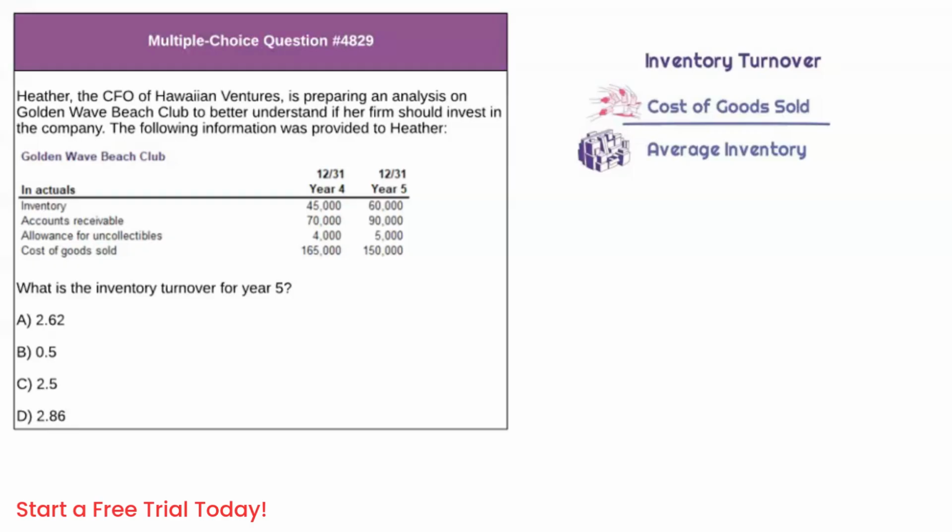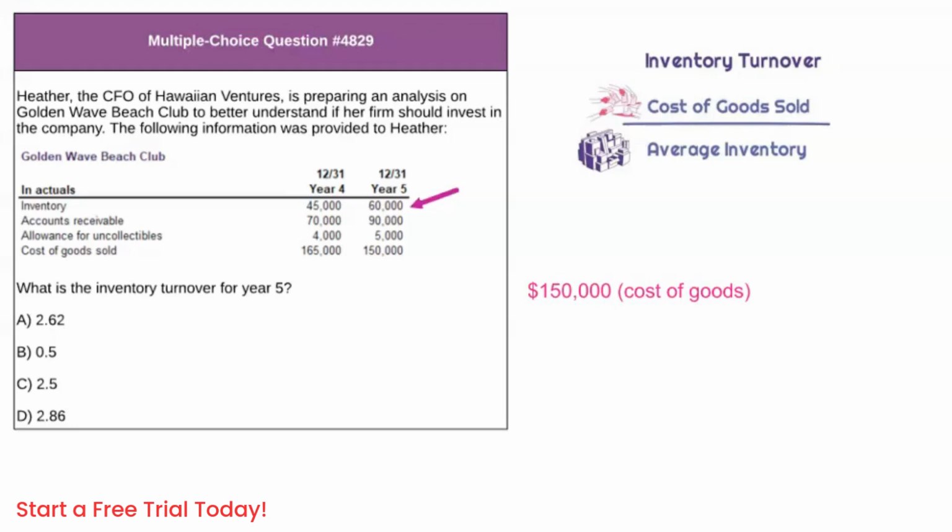So as you can see, the formula is quite simple. It's just cost of goods sold divided by average inventory. Now, assuming the question gives us both pieces of information, yeah, we can solve for it. But what if they don't? Well, this question does give us cost of goods sold for year 5 of $150,000, but it doesn't give us average inventory. However, average inventory is last year's ending balance plus this year's ending balance, and then you take the average of those two, right?